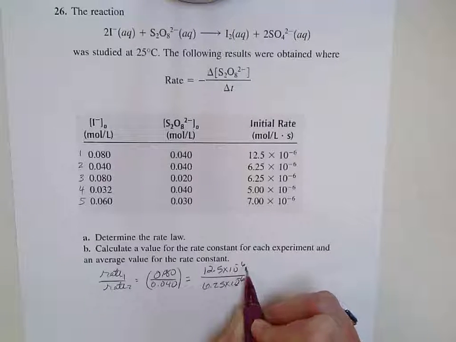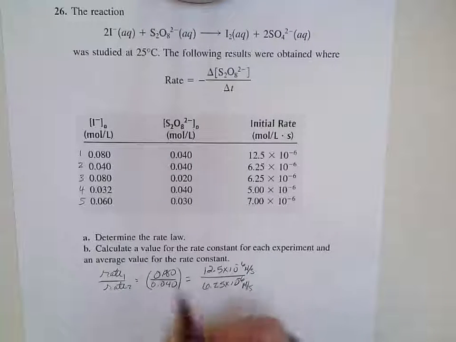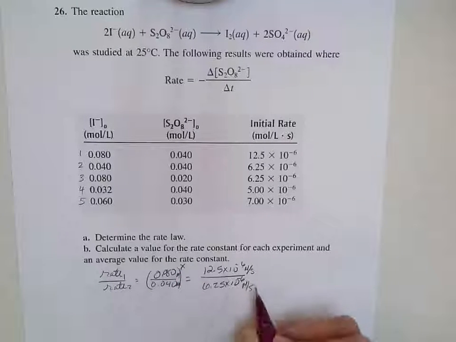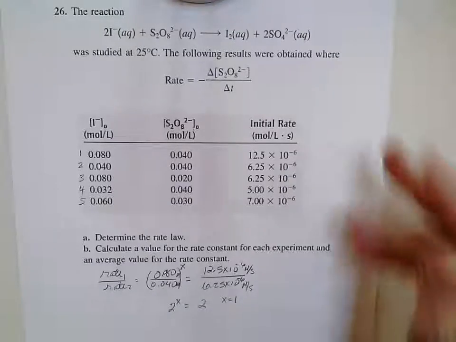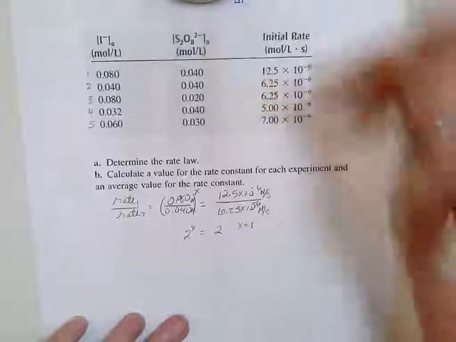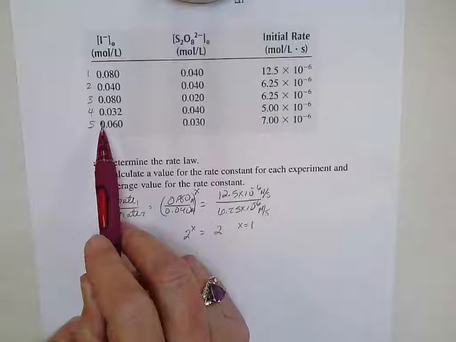And that is going to be molar per second, and this is molar. As you can see, all of our units are canceling out, and I'll put this as x, and so I get 2 to the x equals 2, so x equals 1. So now let's do the same thing for iodine, and it looks to me like I could use experiments.